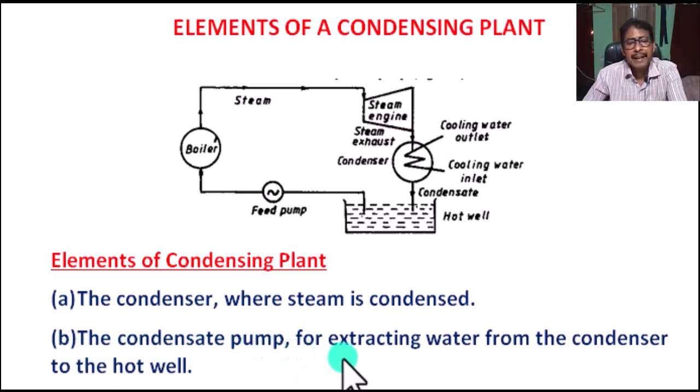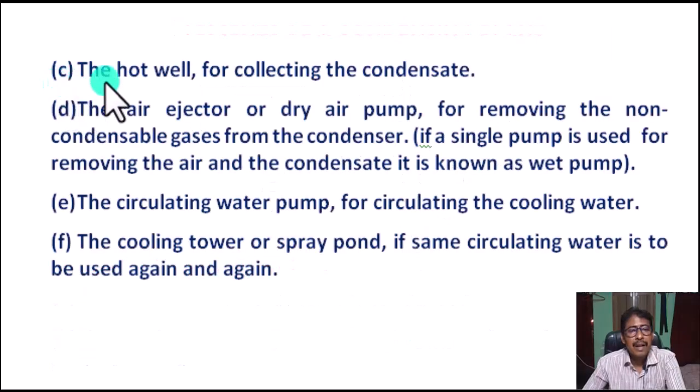It extracts water from the condenser to the hot well. Pump water, that is condensate, from the condenser to the hot well. Third element, the hot well. Hot well is used for collecting the condensate. Condensate means condensed steam, water.